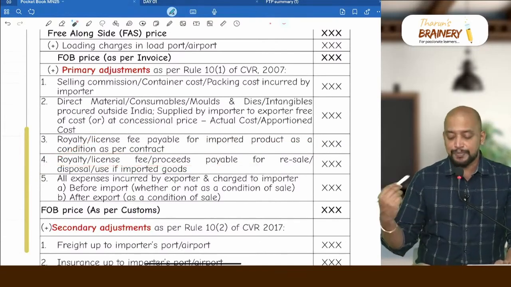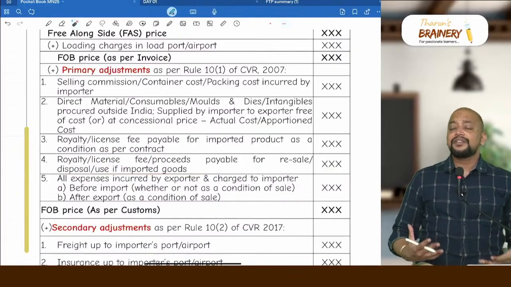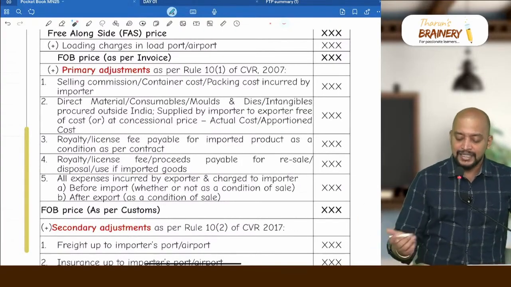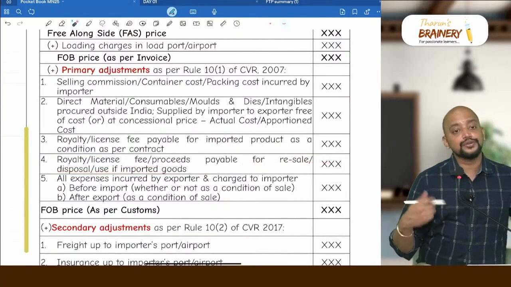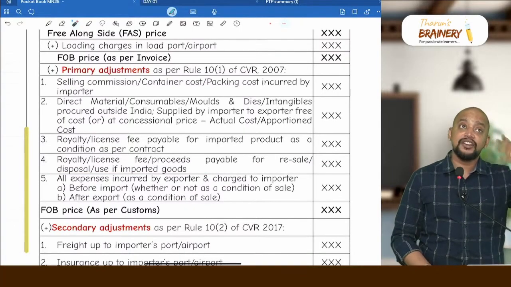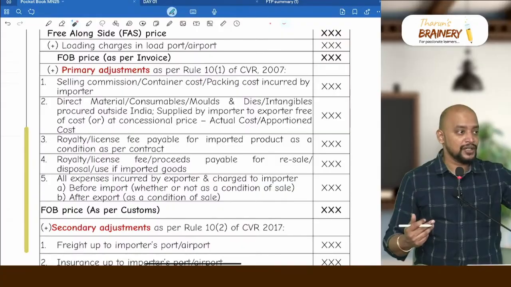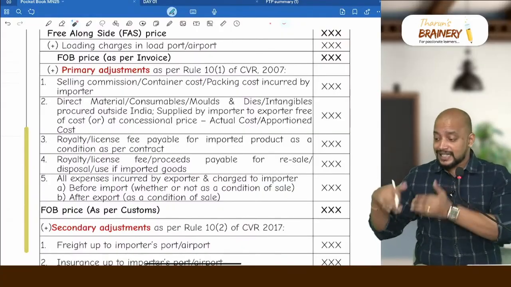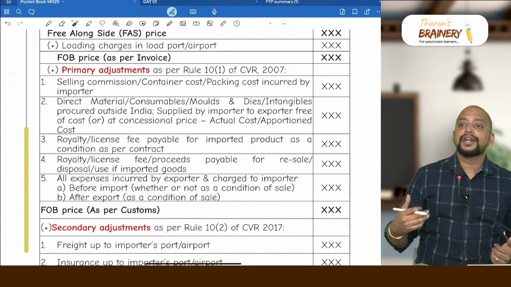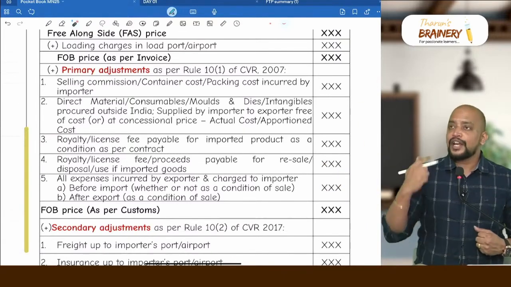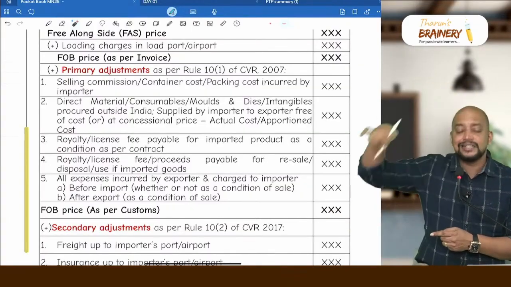Royalty or license fee proceeds payable for resale, disposal or use of imported goods. What is this? Whenever anything is paid for imported goods as per a condition in the contract, this is for resale, disposal or use of imported goods. Both the royalty for the product and the royalty for usage of the product, we need to include. Royalty for the engine, and if I am using that engine and selling a car, because of the sale of the car, for example I am importing an engine from Ford, and when I am using that Ford engine, making a car and selling it, definitely Ford Limited's car sales in India get affected.